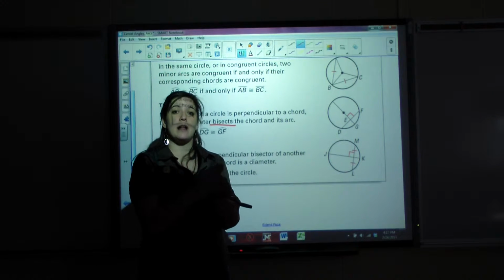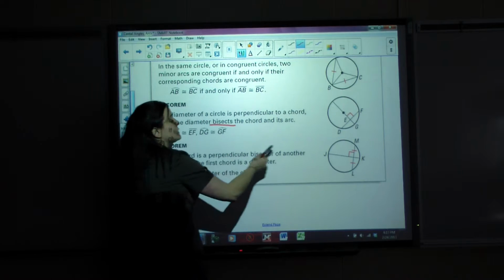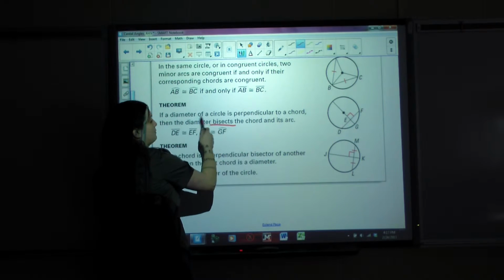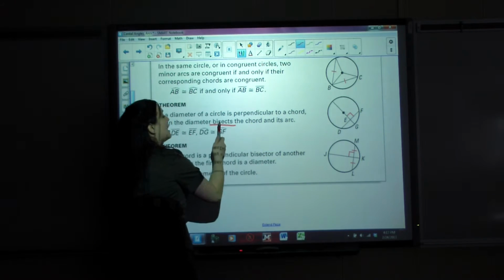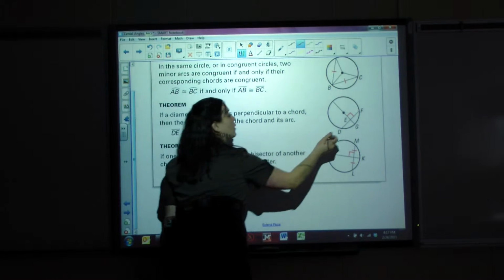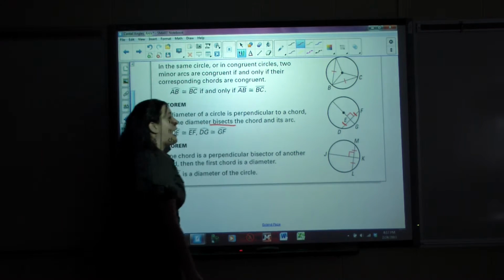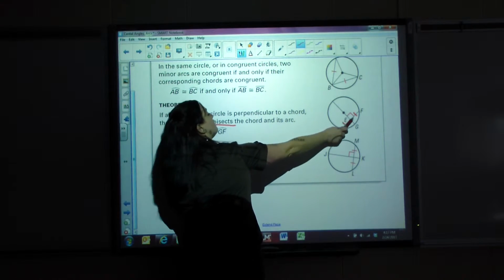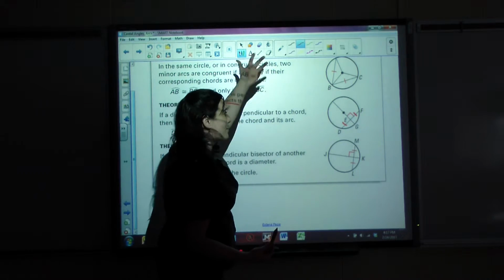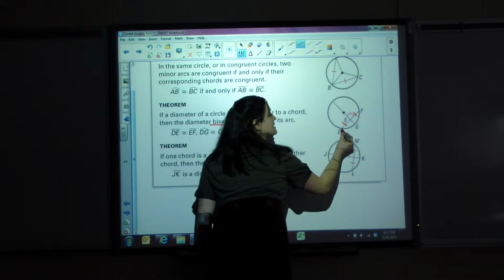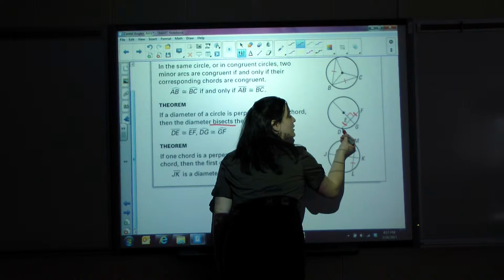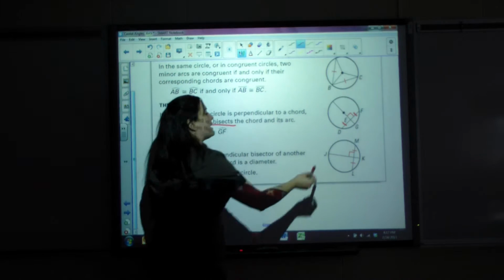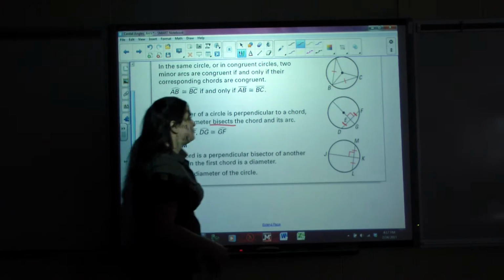in two equal halves. So what this is saying is if the diameter is perpendicular, so we have our 90-degree angle, then it's going to bisect that chord. Bisect means split it into two equal halves. So the length of DE would be equal to the length of EF. And if we remember, if those lengths are equal, then that means those minor arcs are equal. So minor arc DG and minor arc GF would also be equal.